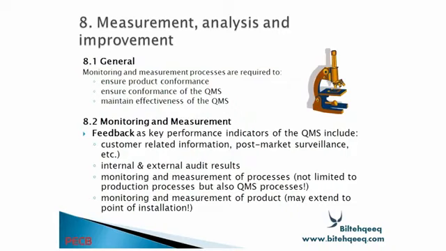Feedback as a key performance indicator of the quality management system includes customer-related information, post-market surveillance, etc., internal and external audit results, monitoring and measurement of processes, not limited to production process but also quality management system processes. Monitoring and measurement of product may extend to point of installation.